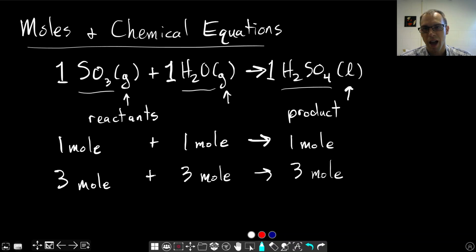And so this is how we link this idea of moles with chemical equations. And in the next part of the class, we're going to be looking at chemical equations and how we balance them so that we know this correct ratio between our reactants and our products.